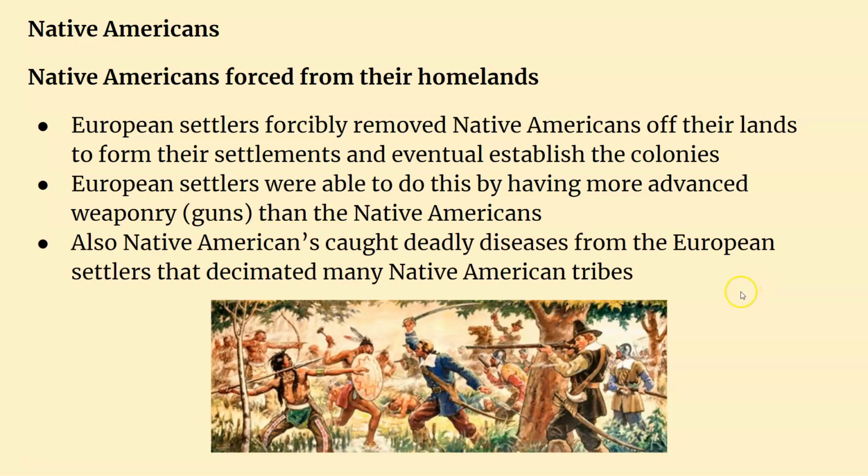Also, the Native Americans caught the deadly diseases that the Europeans were already immune to. It was mainly smallpox, and this just decimated the Native American tribes.